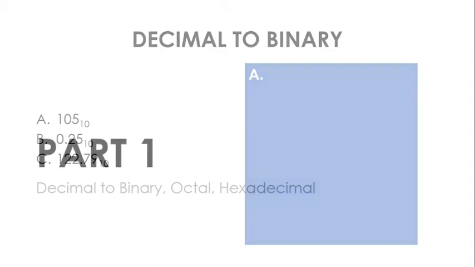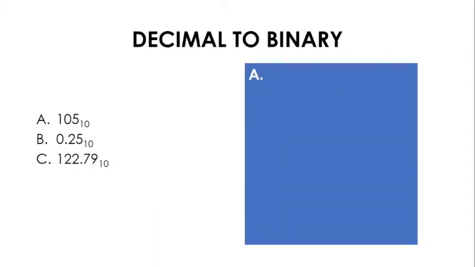For the first part, we will be converting decimal numbers into binary, octal, and hexadecimal. For the first topic, decimal to binary, I'll be giving 3 examples for each conversion. Example A will be a whole number.